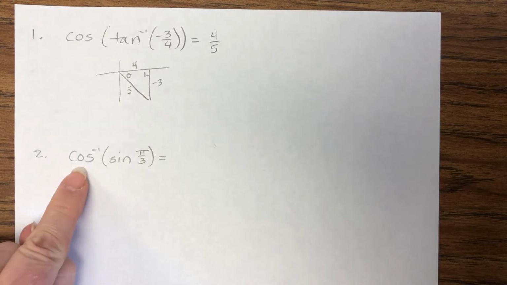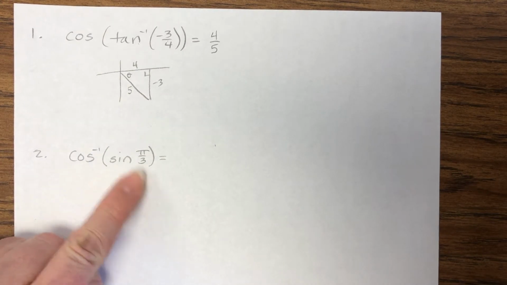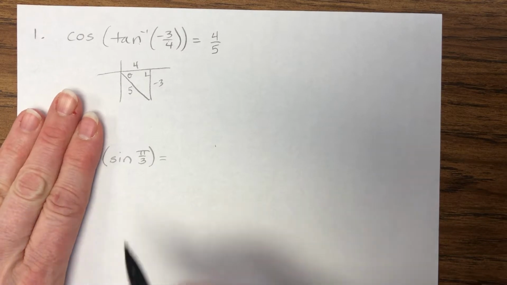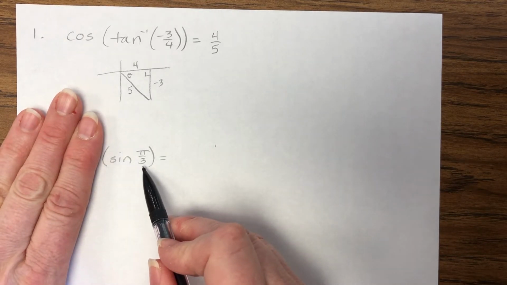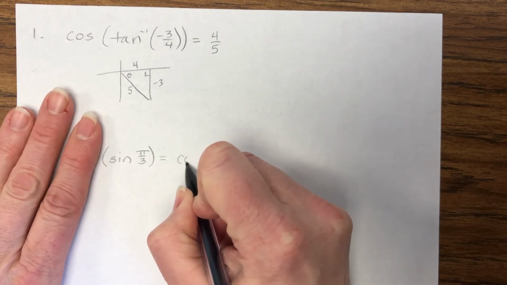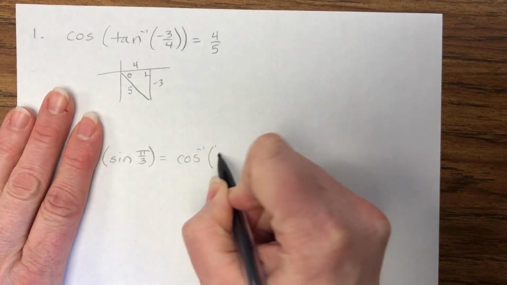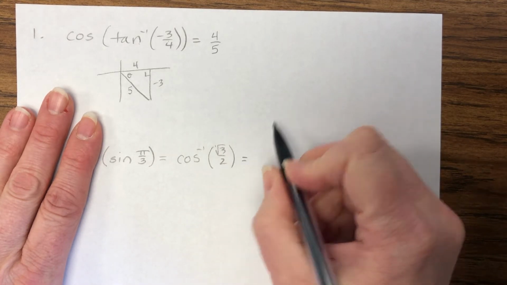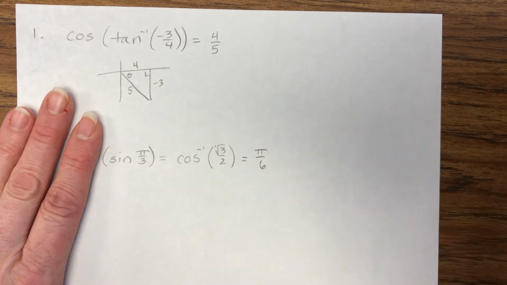This problem, inverse cosine of sine of pi thirds. I can do the sine of pi thirds. Sine of pi thirds is equal to the square root of 3/2. So then I want the inverse cosine of square root of 3/2, and that is equal to pi sixth.